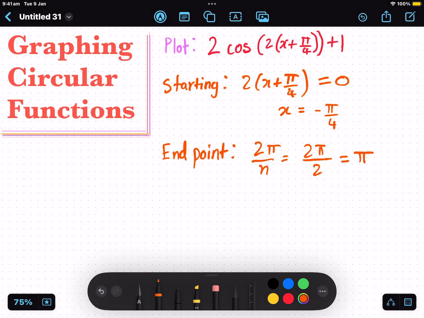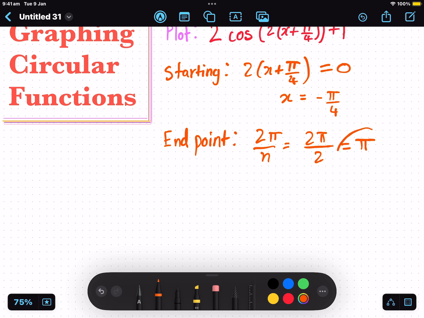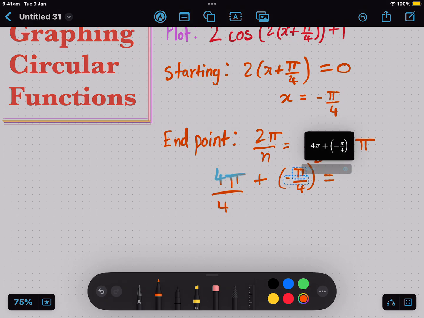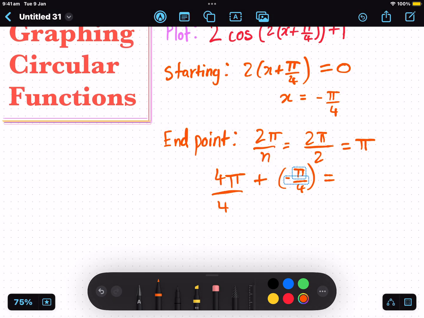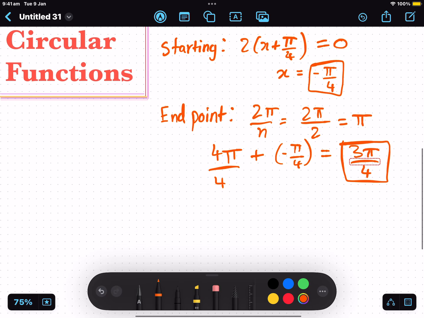Right? Now, that's not done actually, because we need to add this to our starting point to get our actual end point. So pi plus negative pi on 4 would be, this is the same thing as 4 pi on 4 minus pi on 4. So this will be 3 pi on 4. So this is actually our end point now, and this is our start point. So we've got our start and our end points.